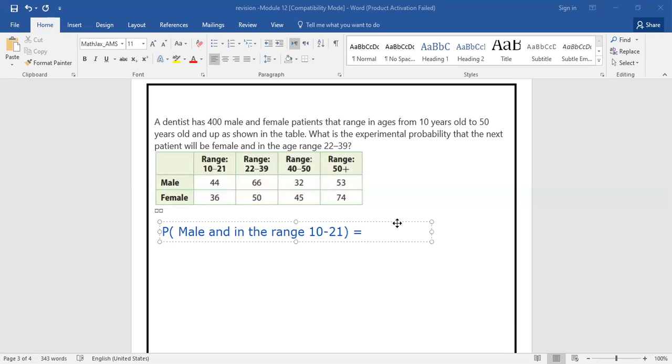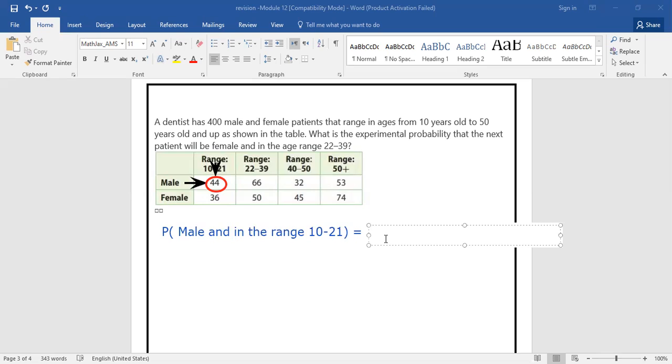First, what do we have to do? We're going to take 44 as the number of male. You will search for the intersection cell, right? Where is the intersection cell? This is male, and this is the range from 10 to 21. Then the intersection cell is 44. So now we found 44. Then we will go back to calculate the probability.